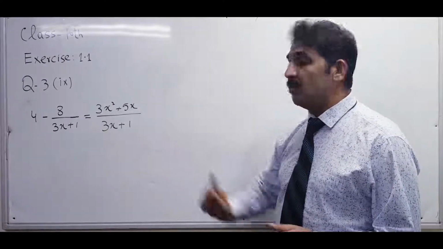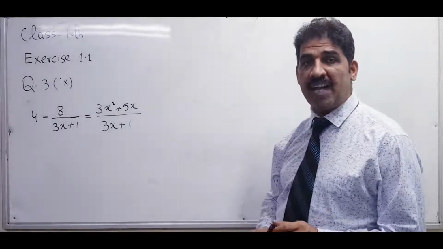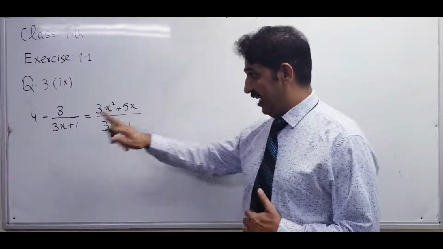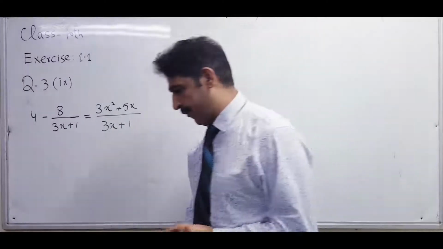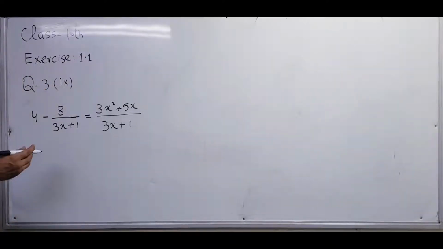We have to multiply by its LCM by each term. Multiply the LCM by each term, then we will see that the denominator will finish. Okay? Let's see. Multiply. What is the LCM of this one? Check it. Meanwhile, I am writing.